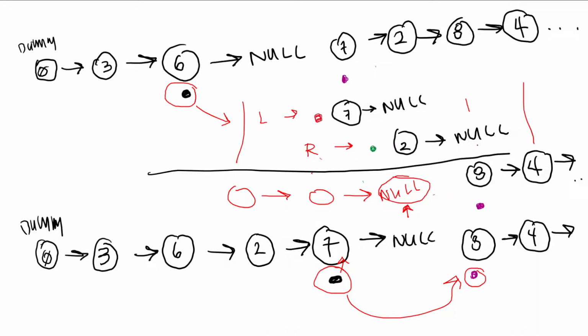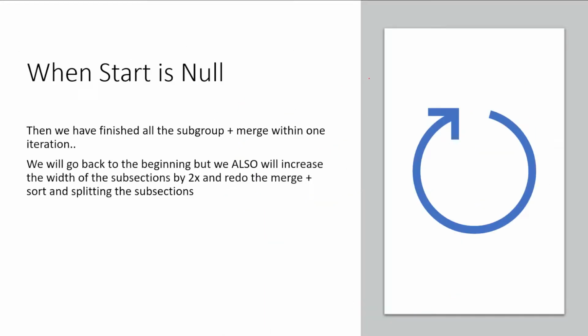So if we looked closer at how the subgroup is working, where it splits off, it returns a pointer to that location. Therefore, we can split the subgroup and have the location for those pointers for the left, right, and start location within our linked list. When the start is null for that loop, we know that we have finished that inner loop. That means we have done all the subgroup merging within one iteration, so we have to go back to the very beginning.